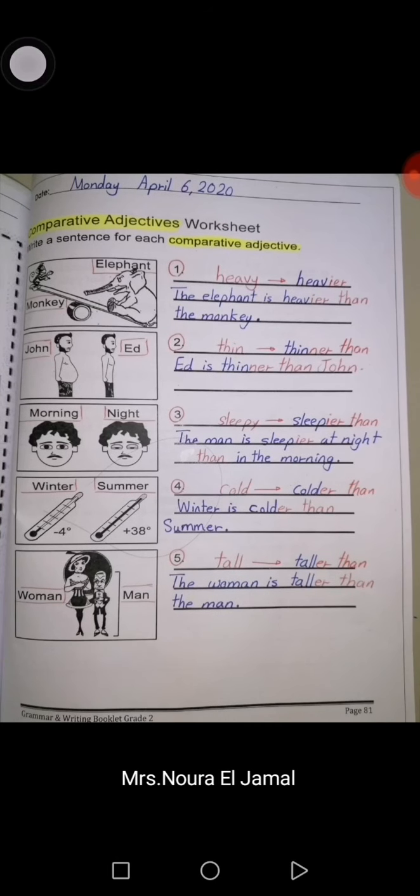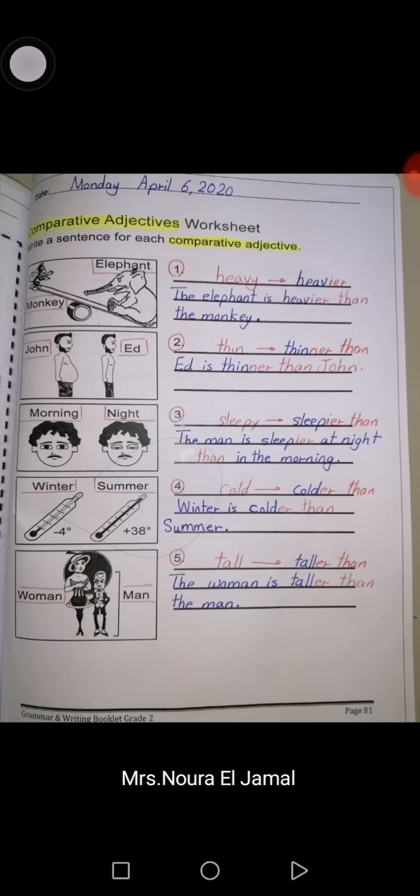The comparative adjectives here. Look at the first picture. We can see an elephant and a monkey. If I want to compare between them, what adjectives can I use? I can use heavy and I can use light. If I want to start with the elephant, I'll use the adjective heavy. If I want to start with the monkey, I'll use the adjective light.